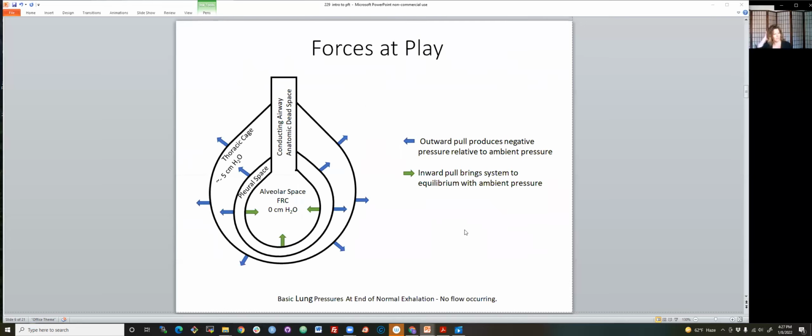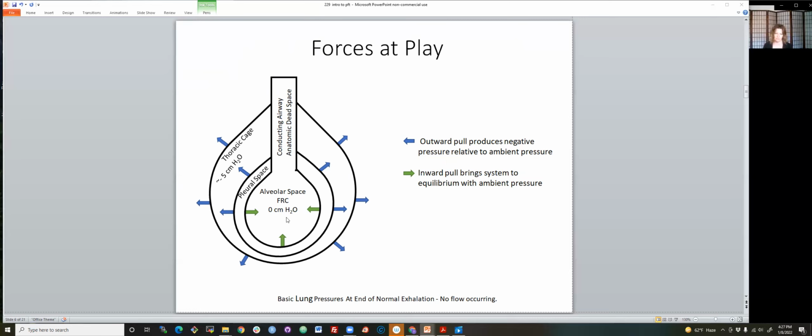So what keeps that alveolar space open? What keeps it from collapsing or popping? Well, this is a picture that's similar to the one on the previous slide, but it's depicting the forces at play. Here again, we have our conducting airways, anatomical dead space, and we have our alveolar space. In this particular diagram, FRC is represented as the hole here.